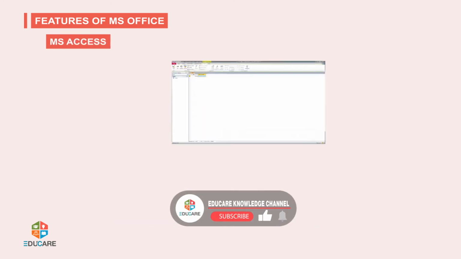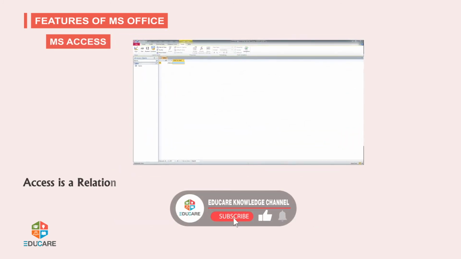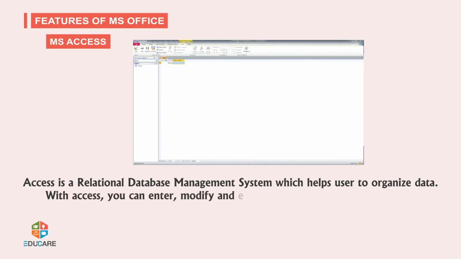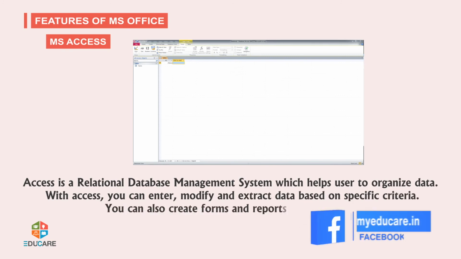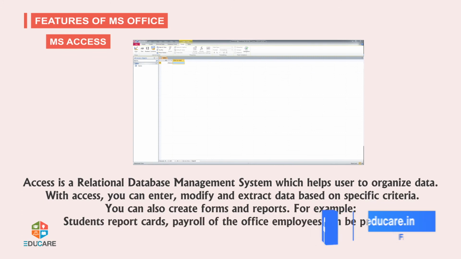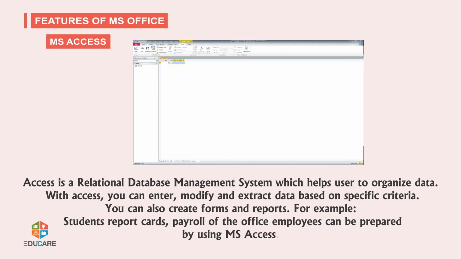MS Access. Access is a relational database management system which helps users to organize data. With Access, you can enter, modify and extract data based on specific criteria. You can also create forms and reports. For example, students' report cards and payroll of the office employees can be prepared by using MS Access.